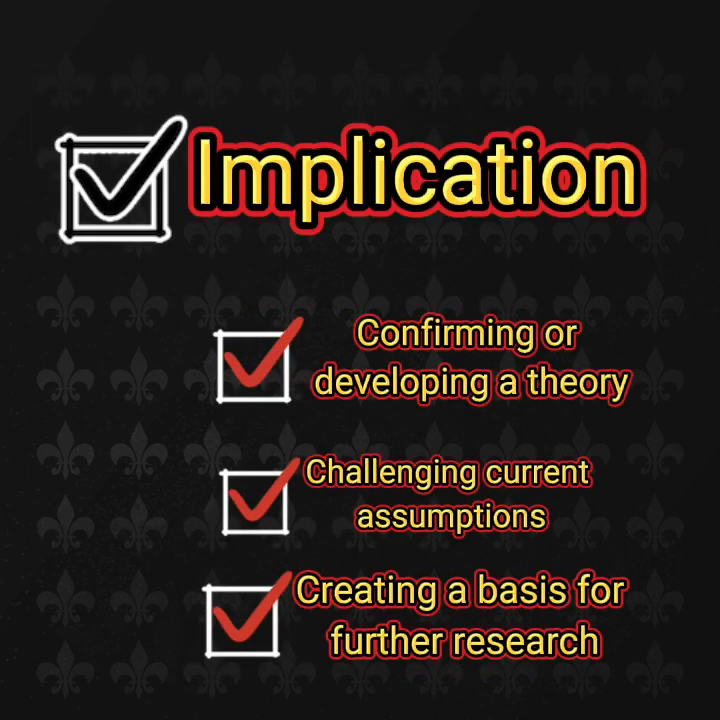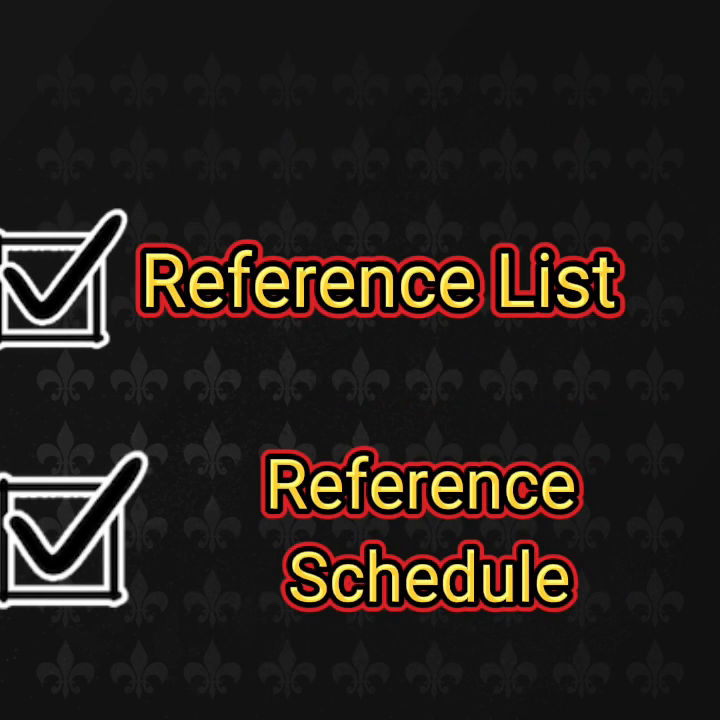Let's proceed to implications. To finish the proposal on a strong note, you can explore the potential implications of the research for theory or practice and emphasize again what you aim to contribute to existing knowledge on the topic. For example, your result might have implications for confirming or developing a theory, challenging current assumptions, and creating a basis for further research. The next is the reference list and reference schedule.